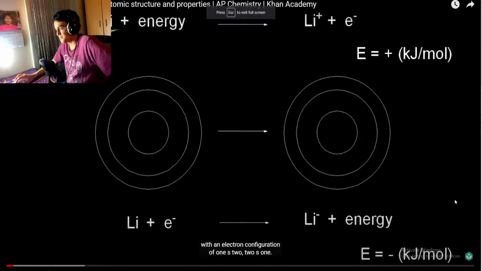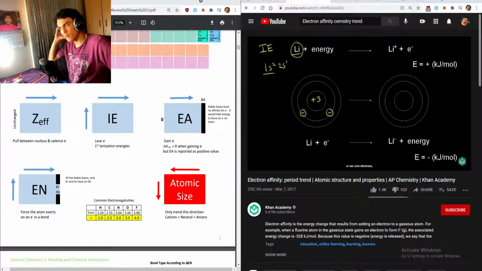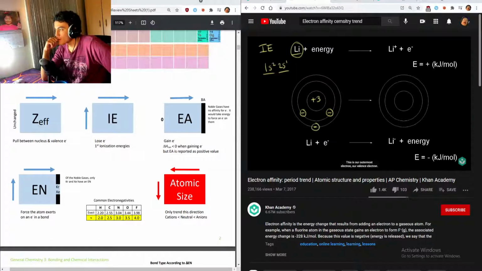With an electron configuration of 1s2, 2s1, a lithium atom has 3 protons in the nucleus, so a positive 3 charge, and 2 electrons in the 1s orbital, our core electrons, and 1 electron in a 2s orbital. This is our outermost electron, our valence electron. The valence electron is shielded from the full positive 3 charge of the nucleus by the core electrons. Like charges repel, so these core electrons repel this outer electron and shield it from the full positive 3 charge. But there still is an attractive force between the positively charged nucleus and this outermost electron. Opposite charges attract, so our outermost electron still feels a pull from the nucleus.